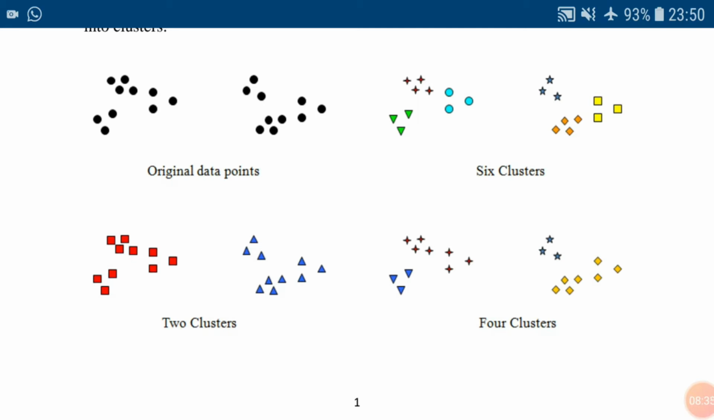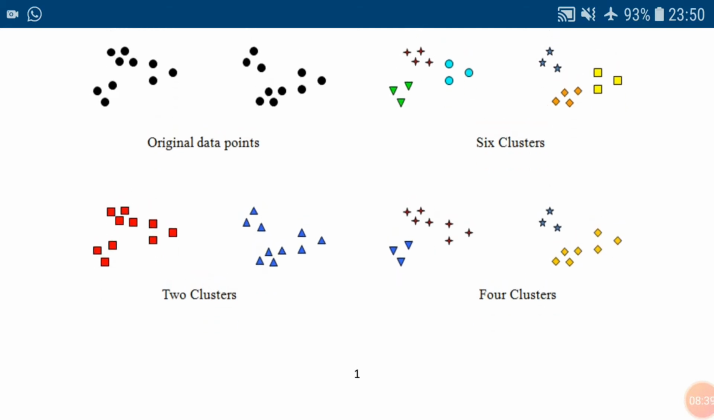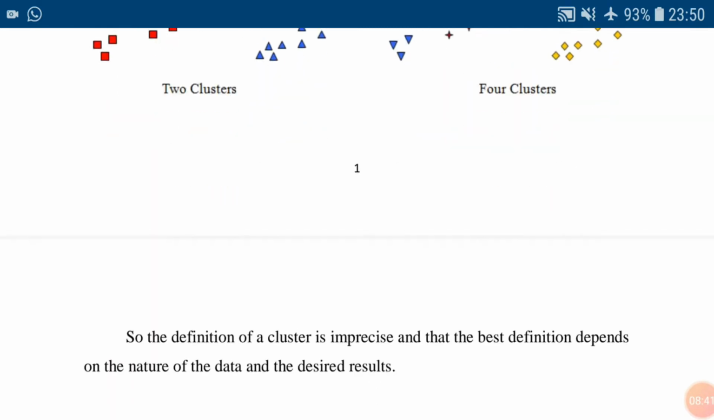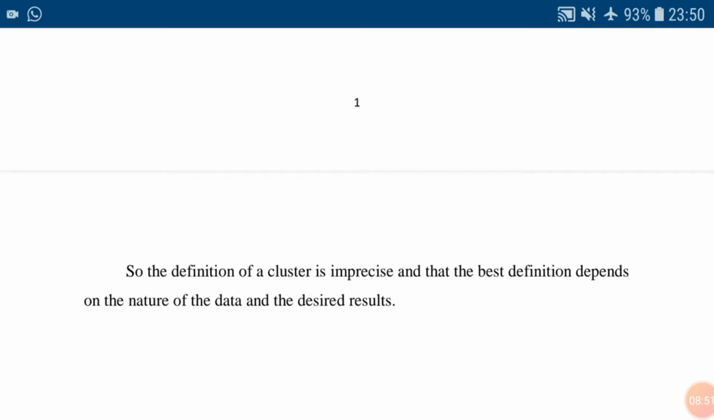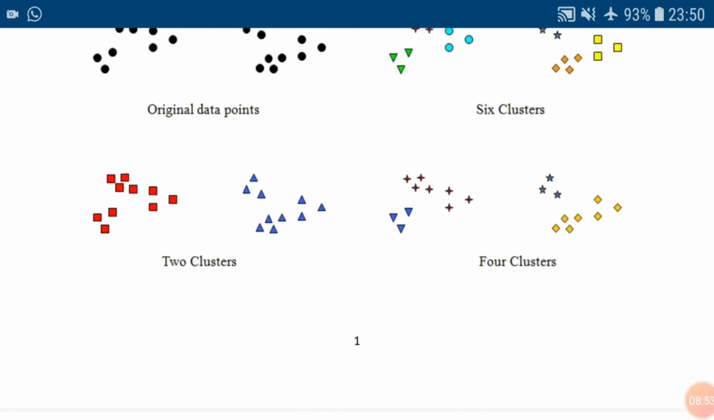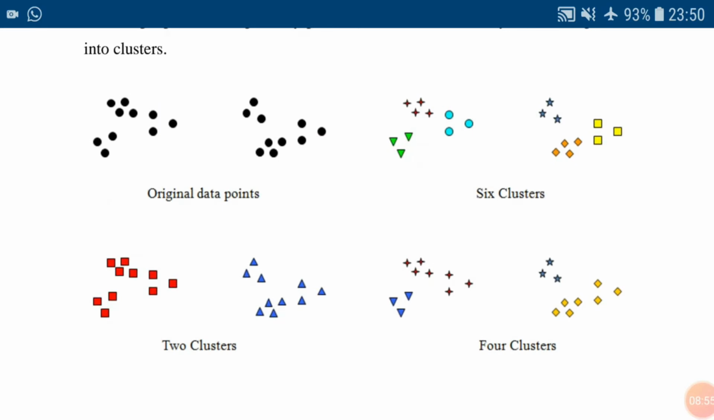Not only the shape, we will divide based on different features. Those features we will see further. That is about the clustering, so we have clarity on clustering: how the data can be divided into different clusters. The original data points can be divided into 6 clusters, again 2 clusters, 4 clusters based on the shape.